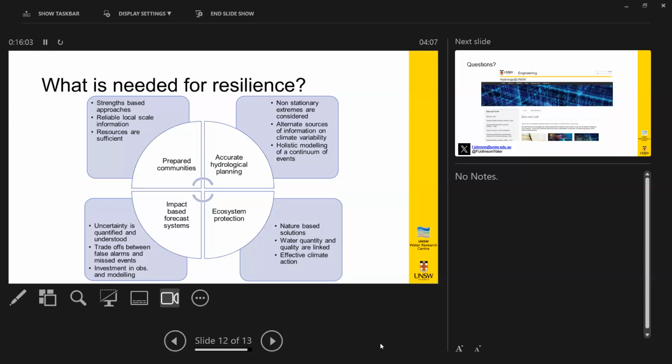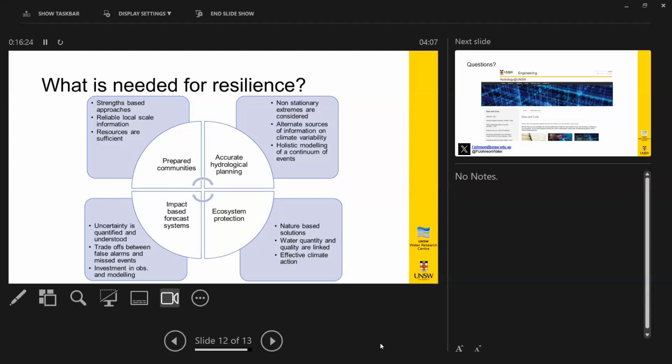So what do I think is needed for resilience? I think we need prepared communities. We need to use the strengths of those communities. And I think that these need to be therefore very local scale solutions. And therefore we need reliable local scale information. And people need sufficient resources on the ground.